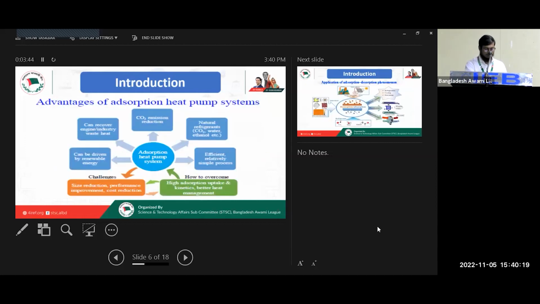Here are the advantages of the adsorption heat pump system. There are a lot of advantages. The first is carbon dioxide emission reduction. Natural refrigerants are used efficiently, the process is simple, waste heat can be recovered, and it can be driven by renewable energy.